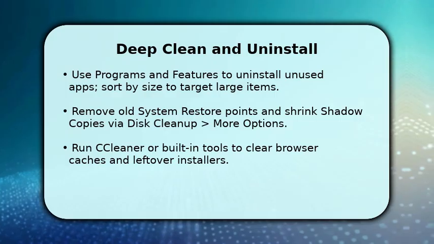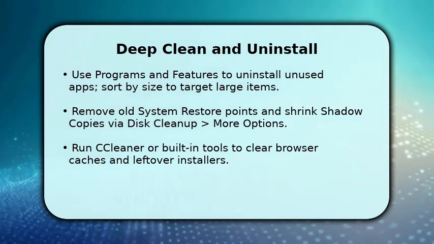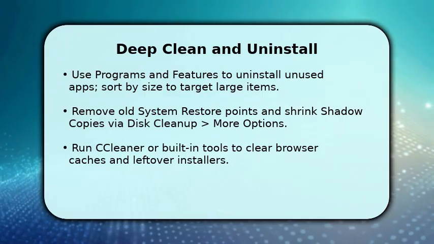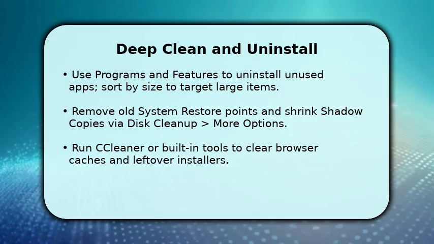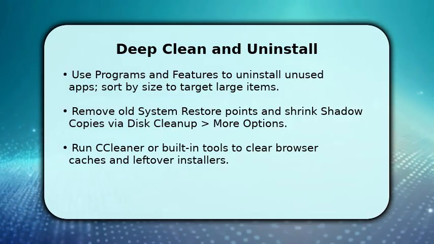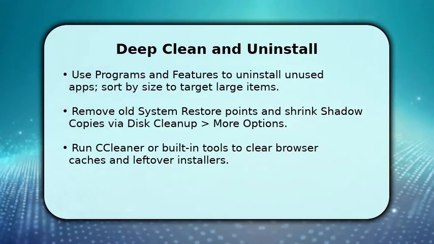Next, in Disk Cleanup, choose More Options and delete all but the most recent system restore point to reclaim space used by shadow copies. Then run a reputable cleaner to clear browser caches and orphaned installers. This removes fragmented leftovers. Make sure to reboot after major uninstallations.